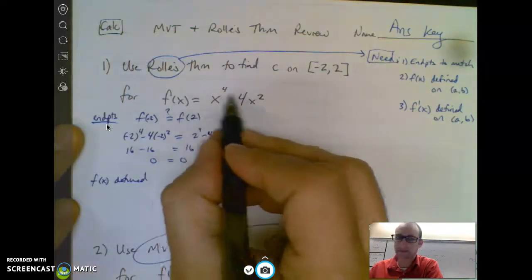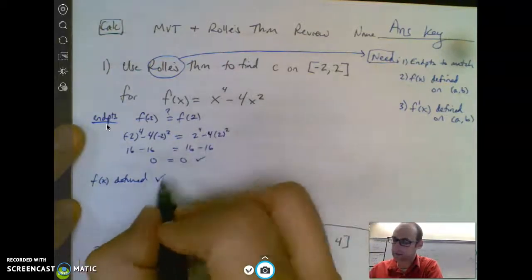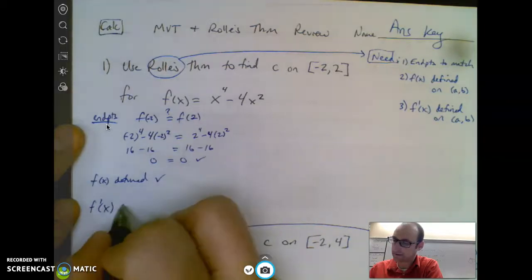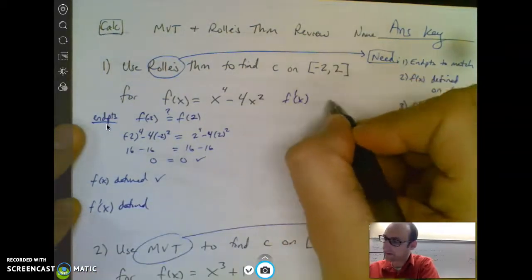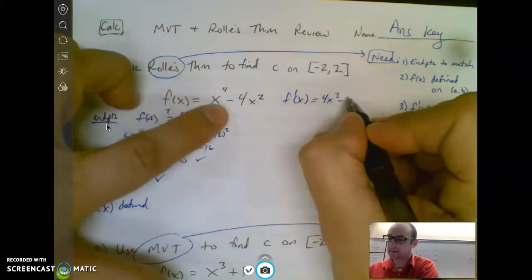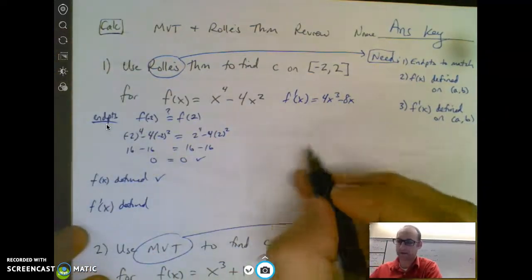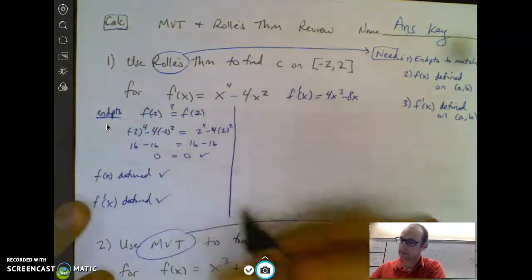The second thing is, is f of x defined? That means, are there any holes or asymptotes? Since there's no fractions or radicals, I don't have to worry about that. And is the derivative defined? I should probably find the derivative first, right? This is an easy one though: 4x to the 3rd minus 8x. No fractions, no radicals, so no holes, no asymptotes. So all those were the preconditions.